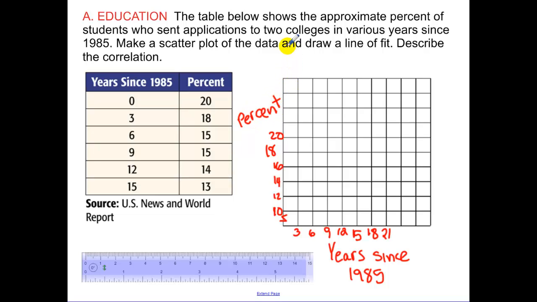And we need a title for our graph, I should say, and let's call this percentage of students to send applications.